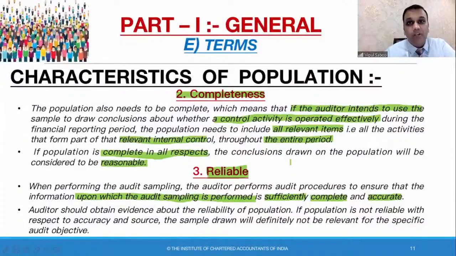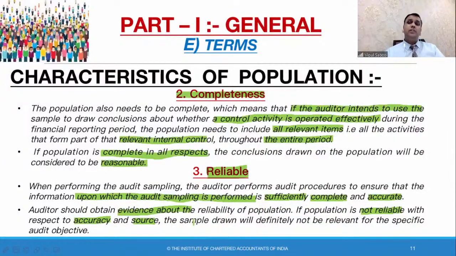Because to rely upon your data, it has to be complete and accurate. It is not giving a true and fair view right now. It is incomplete and therefore I cannot rely upon it. Unless and until you can rely upon the population, you cannot use the technique of audit sampling. The auditor should obtain evidence about the reliability of the population. If the population is not reliable with respect to accuracy and source, sample drawn is irrelevant for our specific audit objective.